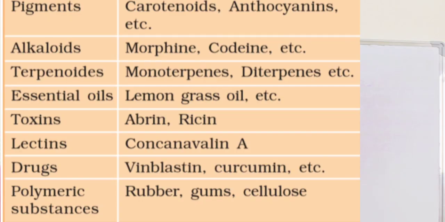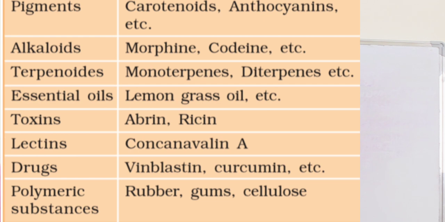Some secondary metabolites are given in the table. First is pigments. You know that carotenoids and anthocyanin are pigments present in the plants. Carotenoids are involved in photosynthesis. Anthocyanin gives color to the plant parts. Now alkaloids like morphine, codeine, etc. Morphine is used as an analgesic in post-operative condition.